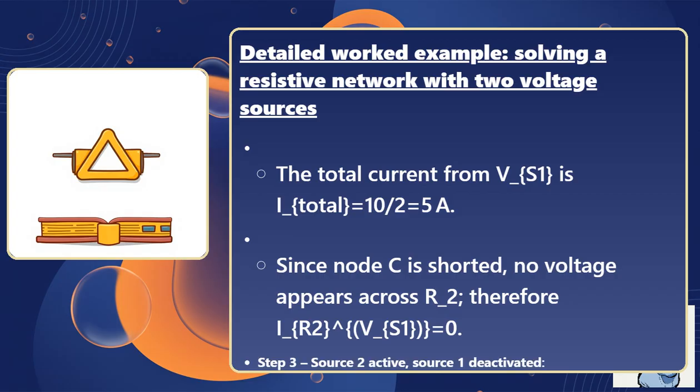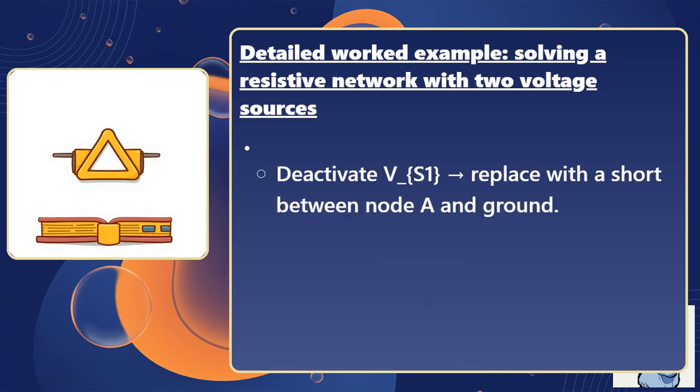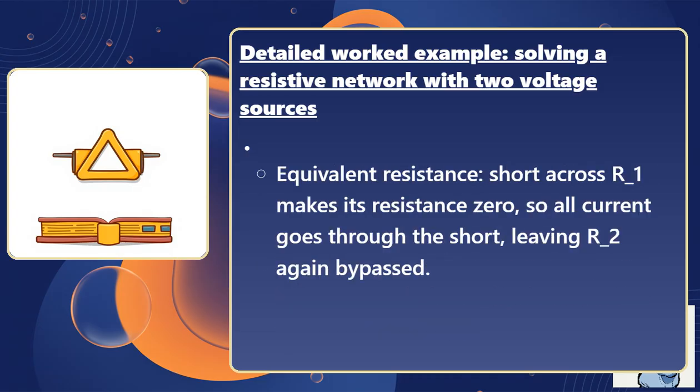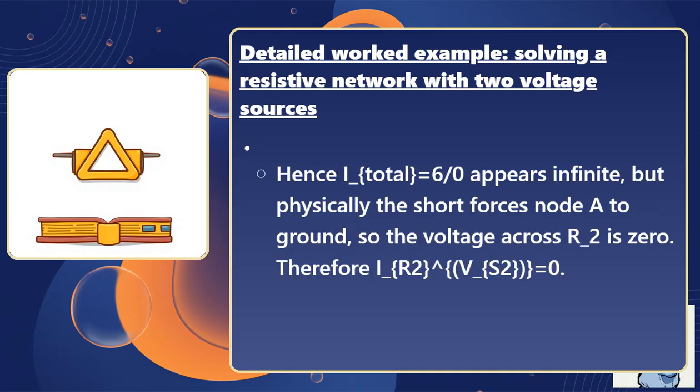Step 3 is source 2 active, source 1 deactivated. Deactivate VS1, replace with a short between node A and ground. Now VS2 equals 6 volts drives current through R3 to node B, then splits between R2 and the shorted R1. Equivalent resistance. Short across R1 makes its resistance 0, so all current goes through the short, leaving R2 again bypassed. Hence I total equals 6 divided by 0 appears infinite, but physically the short forces node A to ground, so the voltage across R2 is 0.